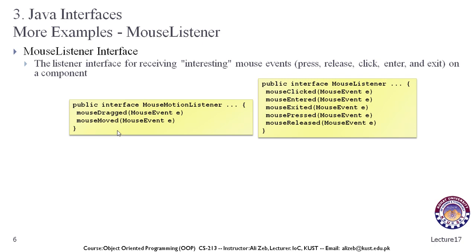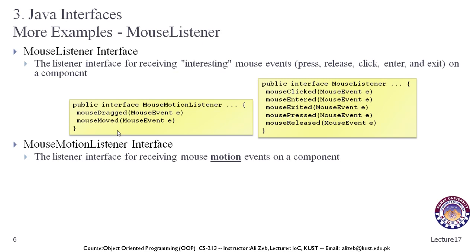Similarly, we should have a response for when the mouse is dragged on our interface, in this case the graphical interface, or a mouse is moved on any component. A component can be a button, it can be a text box, it can be any component in our graphical user interface, and we should have some kind of a response for all of these events.